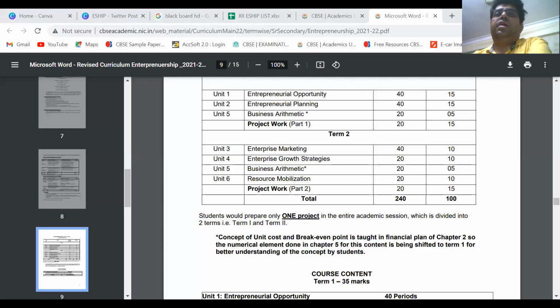Now we are starting with business arithmetic, a chapter which is a 5-mark chapter. As per my observation, in these 5 marks, a 3-mark question can be of ROI and ROE, and a 2-mark question will be of your EOQ, that is economic order quantity. They have also given working capital, so working capital can also arise. So I'm just taking one point.